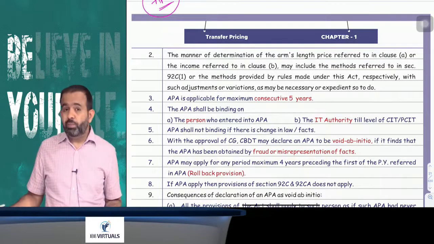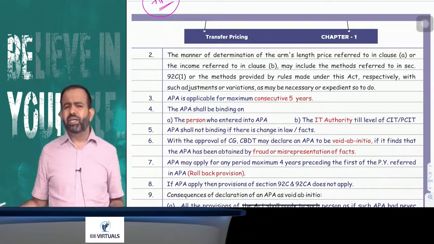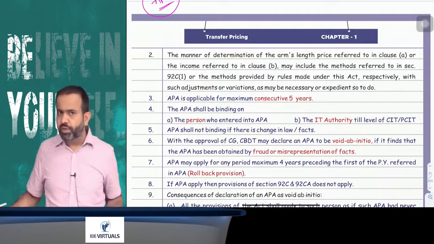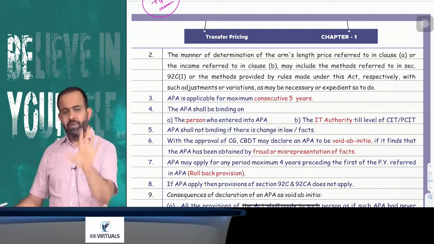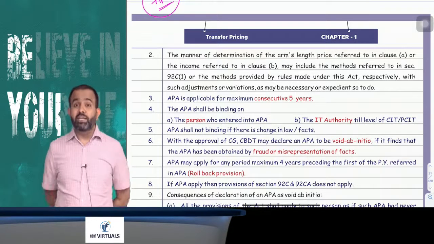Can you enter into APPA for 3 years? Answer is yes. For 4 years, yes. For 5 years, yes. 6 years, no. It means APPA is applicable for consecutive 5 years, but after 5 years you can go for renewal, though maximum APPA is applicable for 5 years. You got my point or not? Yes. Now the question is whether APPA is binding or not?